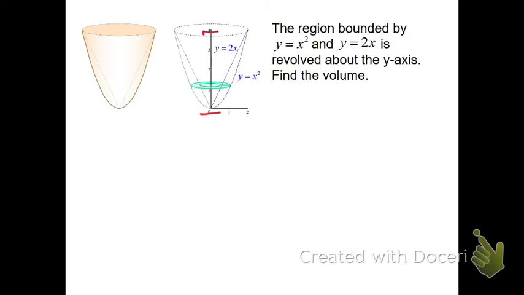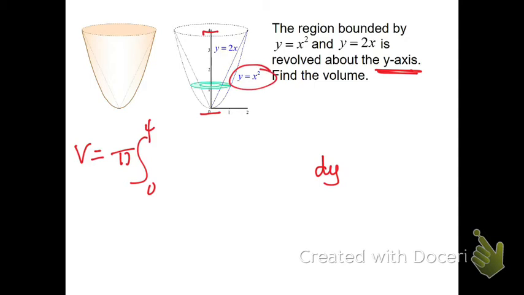So what I do whenever it's a y problem, whenever it's rotated around the y-axis, is I try to immediately put y bounds from 0 to 4. And I also try to immediately write dy at the end, because what I need to do right now is change all of these equations, or both of these equations, into terms of y. If these are y bounds, they have to be plugged into a y equation.